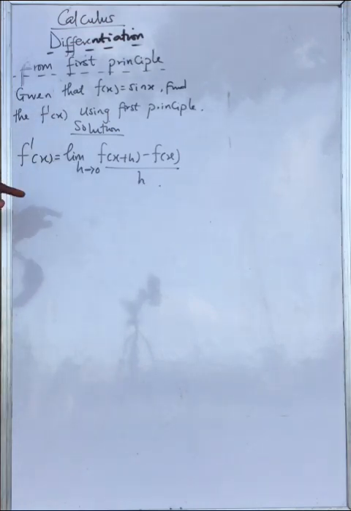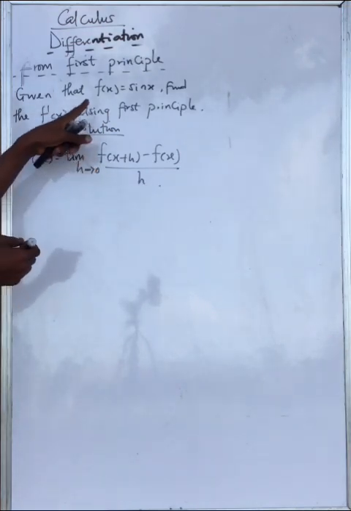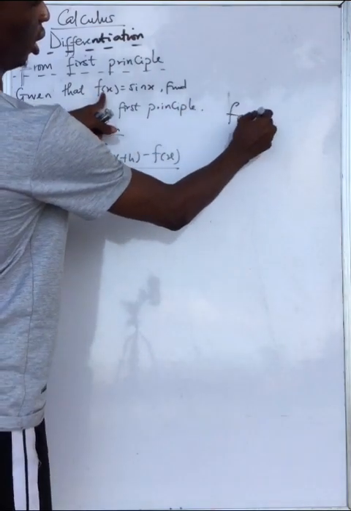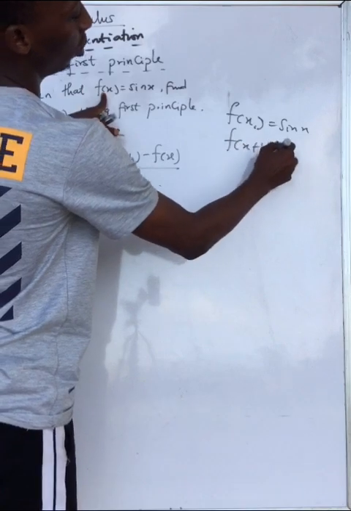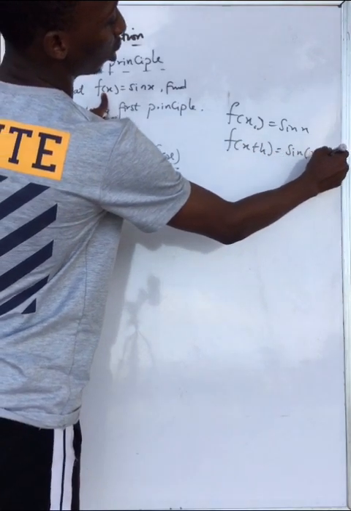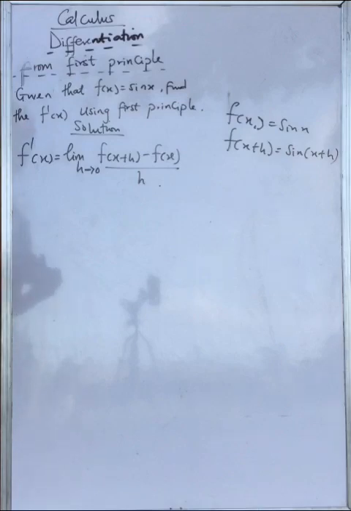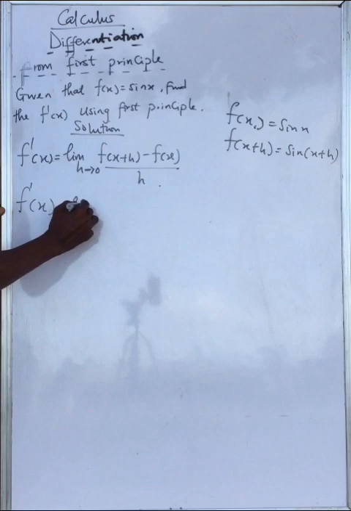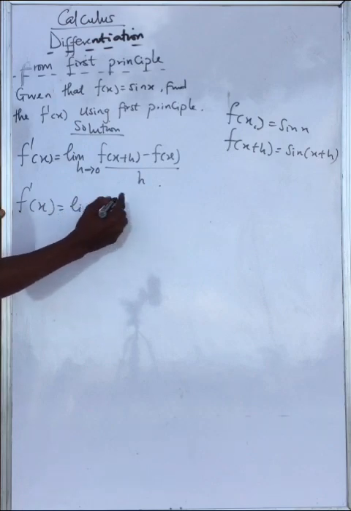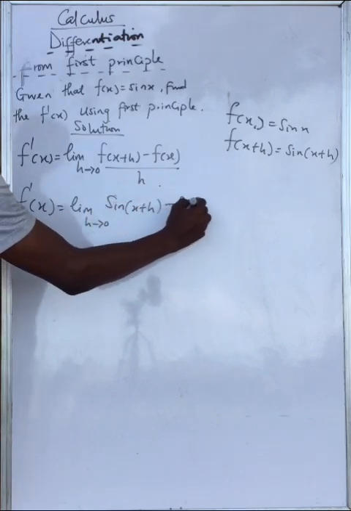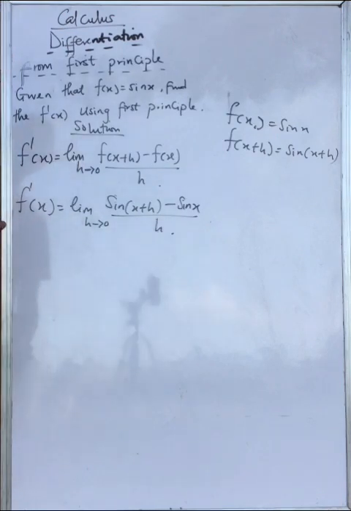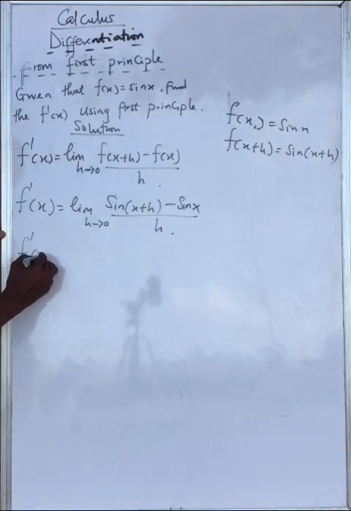So now applying this principle, remember that since f of x here is sine x, then my f of x plus h would be sine of x plus h. Having known that, the f prime of x here now becomes the limit where h tends to 0 of sine of x plus h minus sine x, all over h.